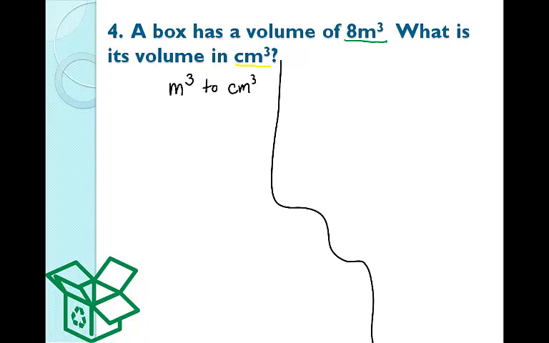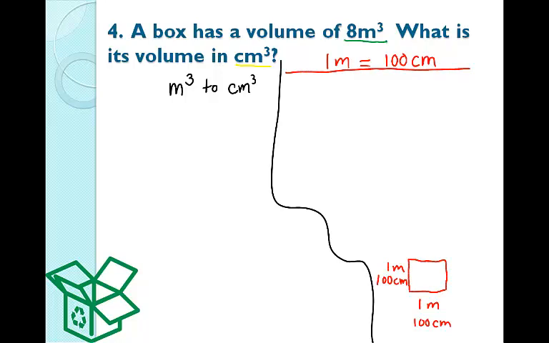So our plan is to go from meters cubed to centimeters cubed. And you may remember that 1 meter is 100 centimeters. You might think that we could just convert directly from meters to centimeters using this, but this is meters cubed and centimeters cubed. And here's what this means. If you had a line that was 1 meter long, it would be 100 centimeters long. But what if you had a box that was 1 meter by 1 meter, just like a square?